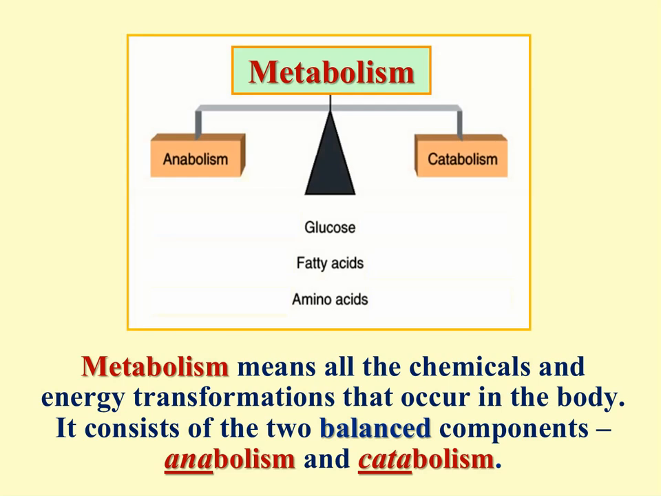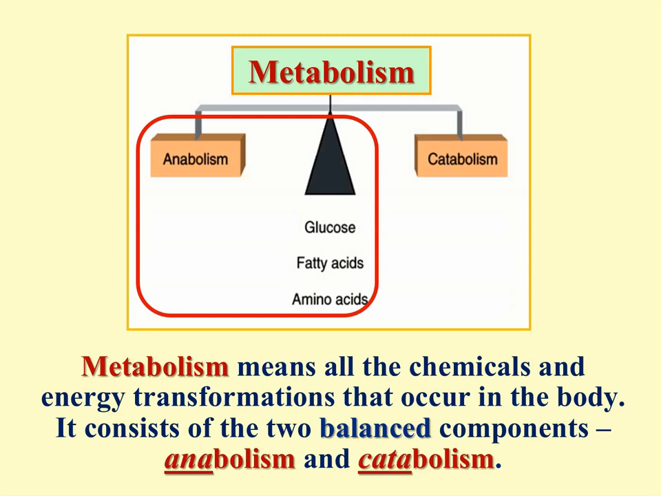Let's see. When we have glucose, fatty acids and amino acids already absorbed from the digestive tract, we can use these substances for anabolism. From simple substances, we can produce the complex ones. From glucose, we can produce glycogen. Fatty acids can be converted to the complex triacylglycerols, and from amino acids, we can make the proteins. All these processes are of anabolism.